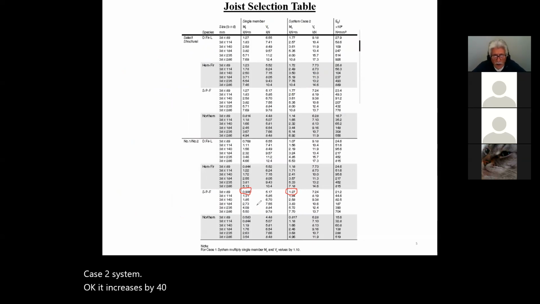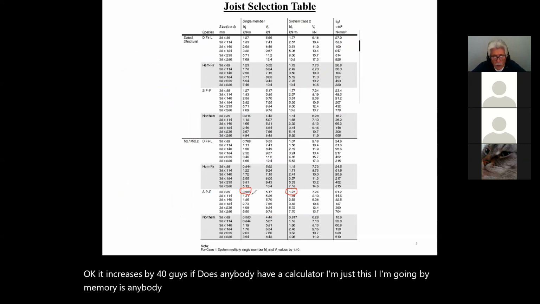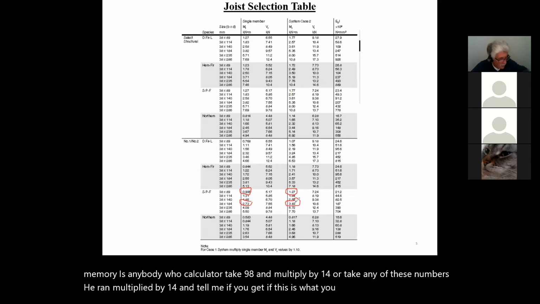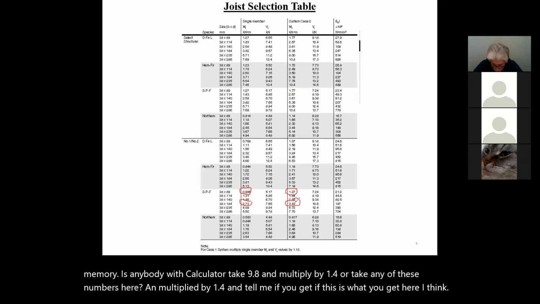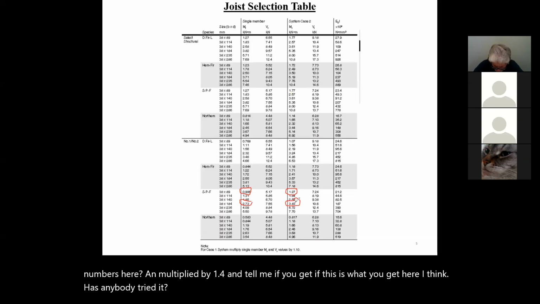Does anybody have a calculator? I'm going by memory. Take 9.08 and multiply by 1.4, or take any of these numbers here and multiply by 1.4, and tell me if this is what you get here. Because I think, has anybody tried it? Yeah, it's pretty on point.